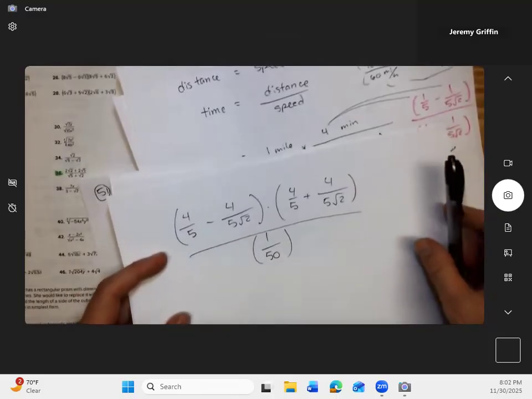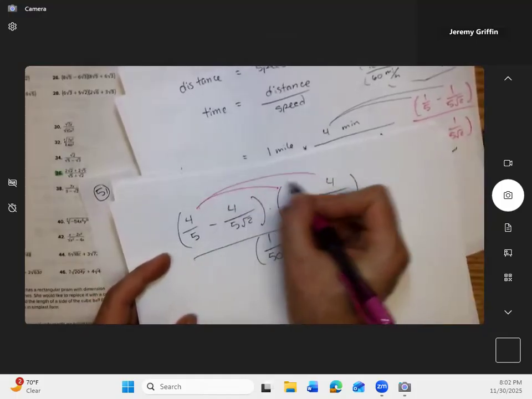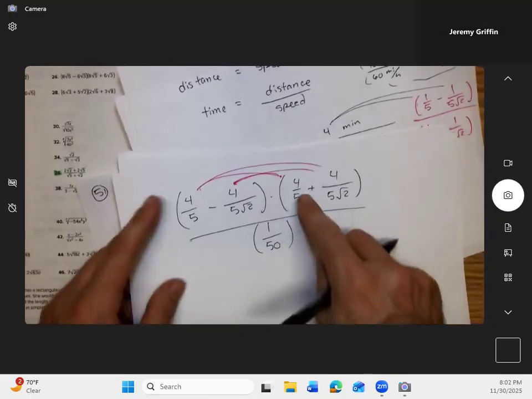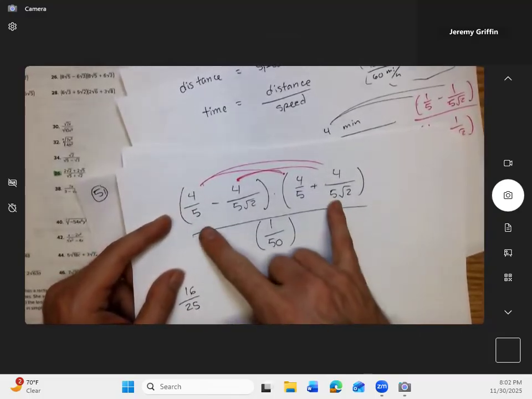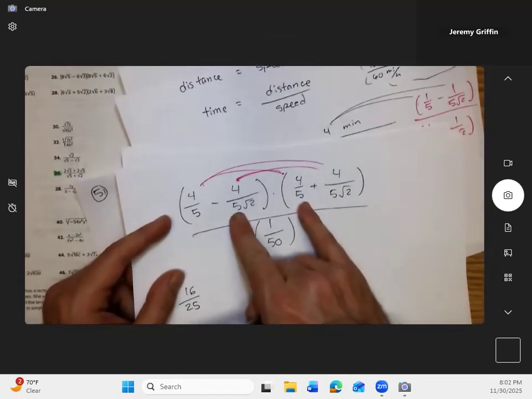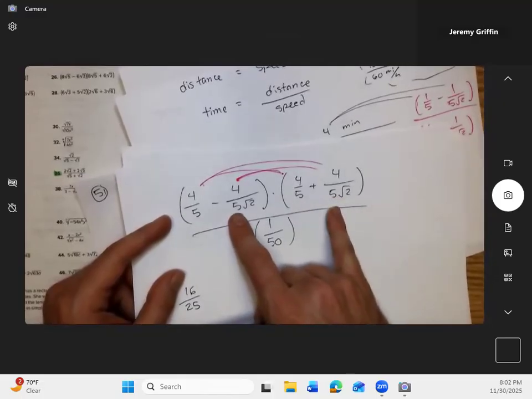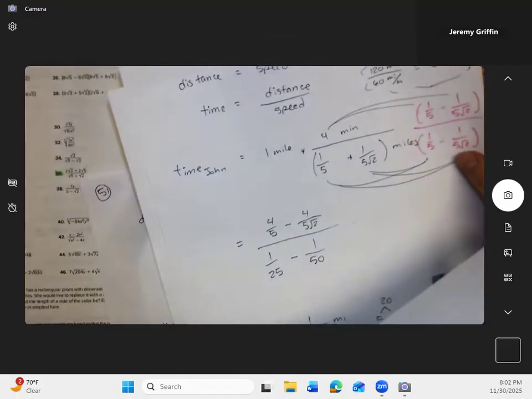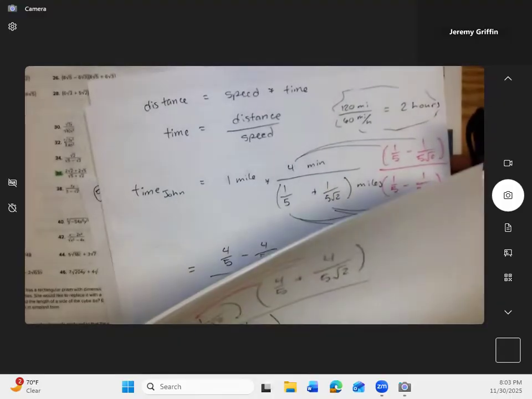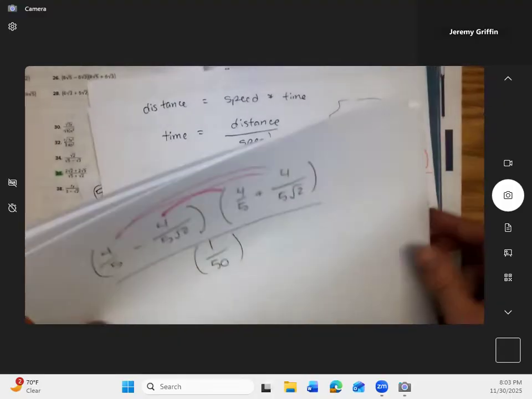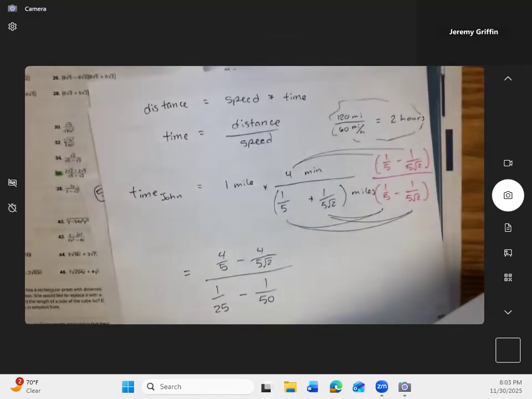All right, so let's do another FOIL here. So I got first, outside, inside, last. Okay. And so 4/5 times 4/5 is 16/25. Now the inside outside cancel because it's set up as a conjugate pair. Okay. And then last is, see, I'm doing this right? Check this out. We're doing that. Right. There. Tell you what, 4/5 plus 4/5√2.